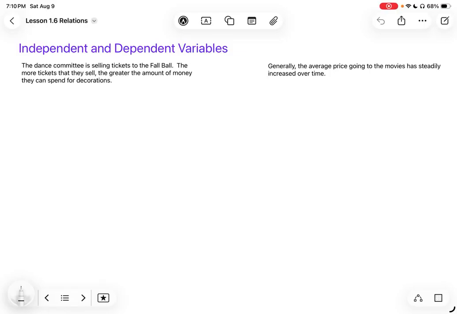Independent and dependent variables are other names that we use for our x and y variables, which are other names that we use for our domain and range. So when you see independent variables, an independent variable is also our x variable, and our set of x variables is our domain. And these are often thought of as the inputs of our problem.